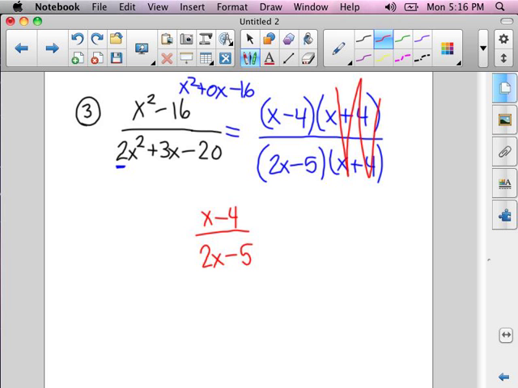I have to give my restricted values here. First of all, the easier one of the two. On this piece right here, x can't equal negative 4. Even though it cancels out, that's bad. We would divide by 0. The other piece comes from this guy right here. You do a little bit of math on the side. Set 2x minus 5 equal to 0, and figure out what x is. You end up getting 2.5 for that. So x can't equal 2.5, and x can't equal negative 4. Those are our excluded values.